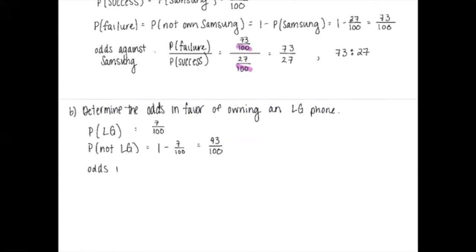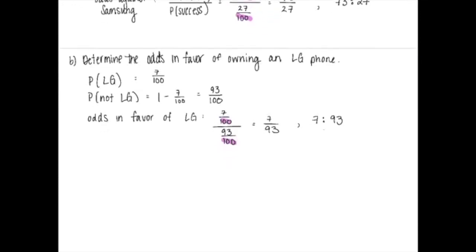So the odds in favor of the LG are going to be 7 out of 100 divided by 93 out of 100. Those denominators will cancel, and we're left with 7 over 93. So there's a 7 to 93 chance in favor of owning an LG. Okay.